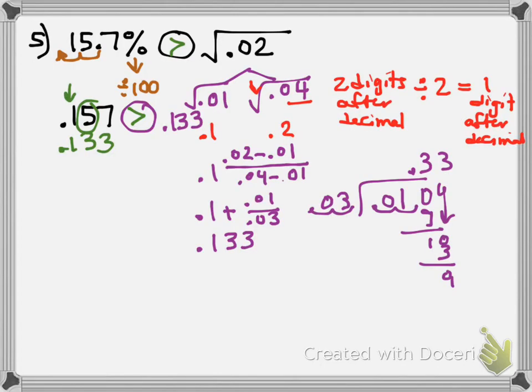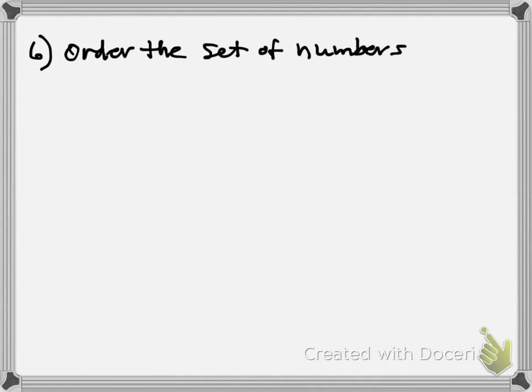And then the last one here is going to be the kind that asks you to order. So I think we're at number 6. The directions are going to say, order the set of numbers from least to greatest. Now, I'll be honest with you, not all of the questions, even on the quiz, may be in this exact order. So you need to make sure you read the directions and make sure that you're writing your answers the way they need to be written. Okay, so order the set of numbers from least to greatest, and here's your set of numbers.